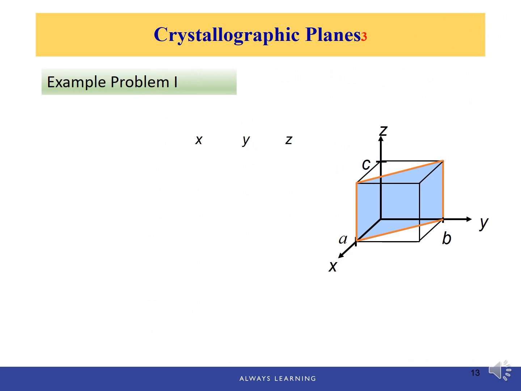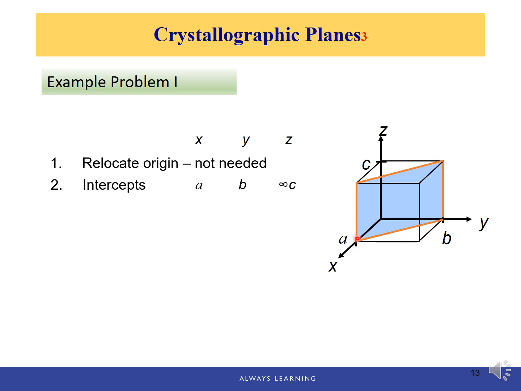Let's take a look at one example. So we're looking for the Miller indices of this diagonal plane. First step, we need to check the origin. So this is the origin now back here. The origin is not on the plane, therefore we don't have to move or relocate it. Step 2, we're looking for the intercepts of the plane with x, y, and z axis respectively.